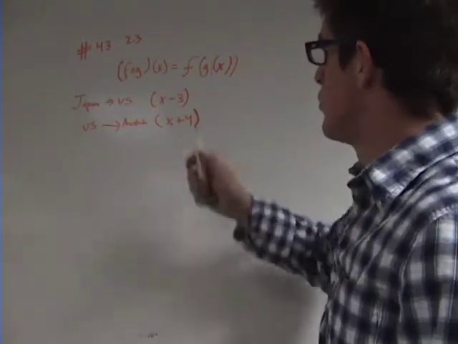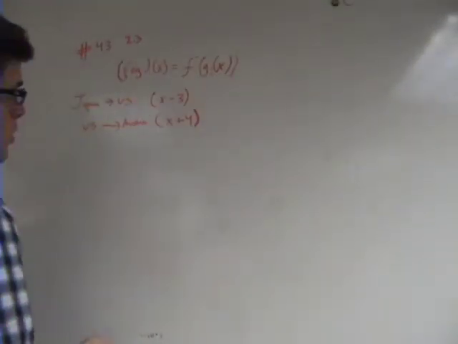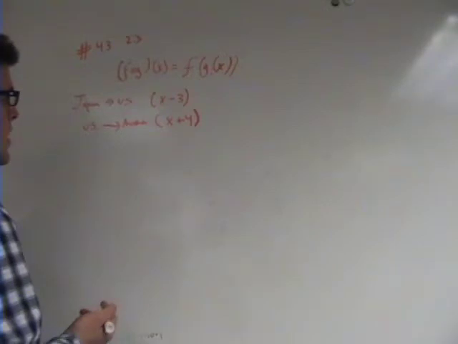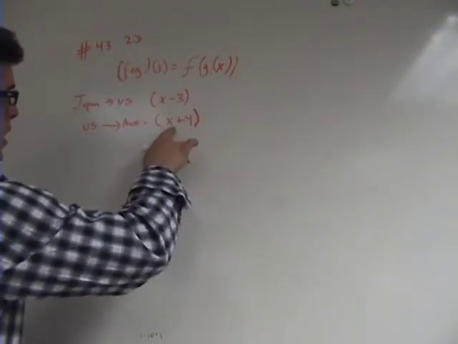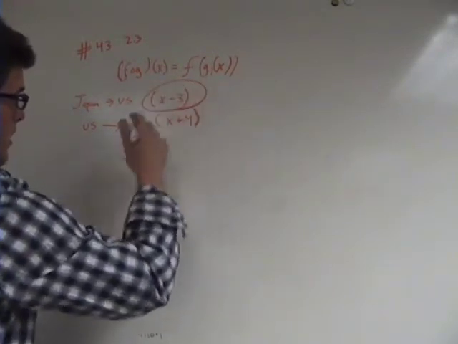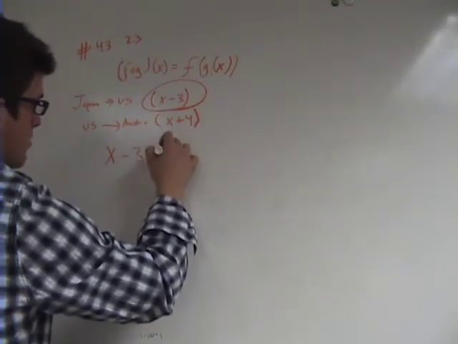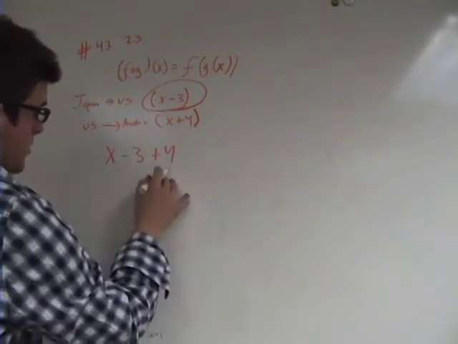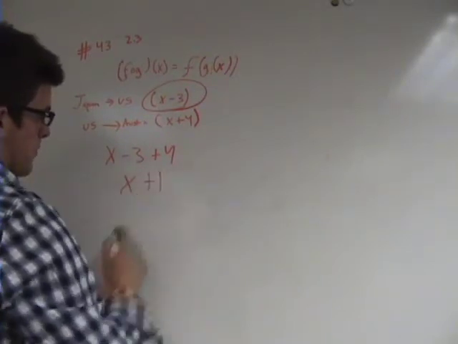And all we have to use with this is the composition of functions. So what we do here is take x minus 3 and compose it into that x. I'm going to use this, and this is all going to become x. So what I'm going to end up having is x minus 3 plus 4. And minus 3 plus 4 is going to end up being x plus 1.